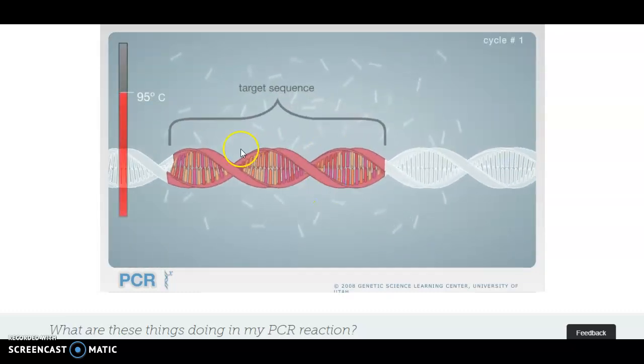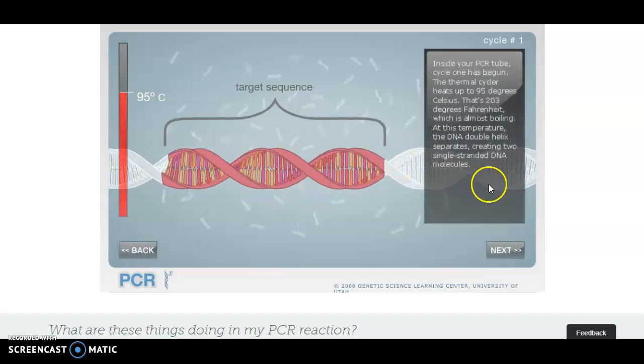All right, here's our target sequence right here, piece of DNA. So we're going to start cycle 1. The thermal cycler is going to heat up to about 95 degrees Celsius. That's 203 degrees Fahrenheit. If you guys remember, 212 degrees Fahrenheit is boiling, so that's very close to it. At that temperature, the DNA is going to begin to unravel.